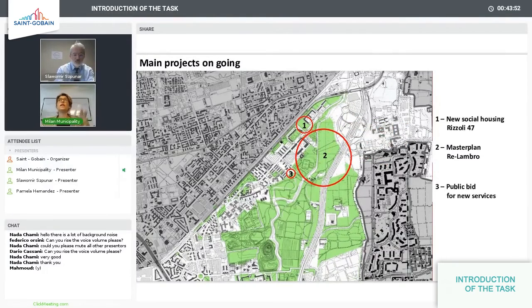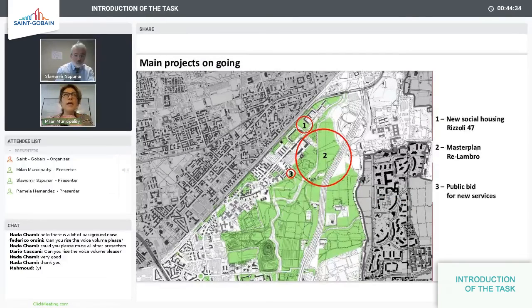Another one is the master plan of the ecological network Lambro, which will have some part just in this area, and some intervention related to kitchen gardens with an impact also on the offer of social services of the area. And then the third one is a public bid for new services in the so-called house of water, an abandoned building just in front, again, of the area you're working on.